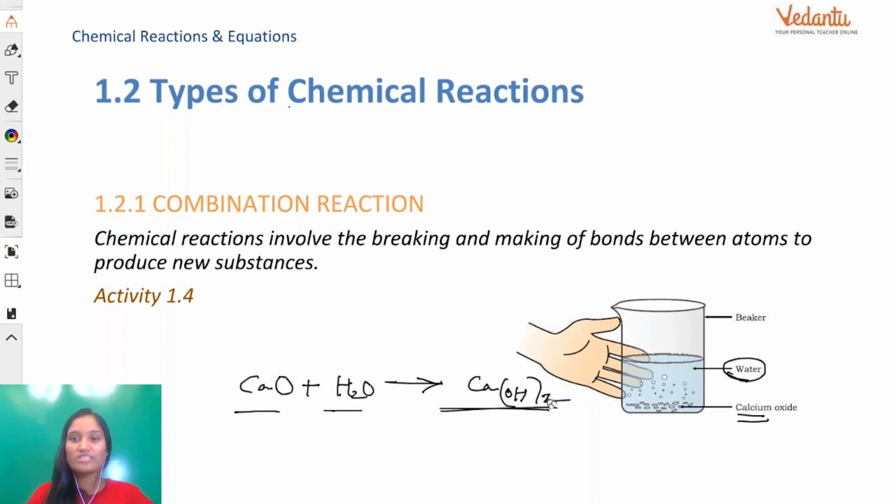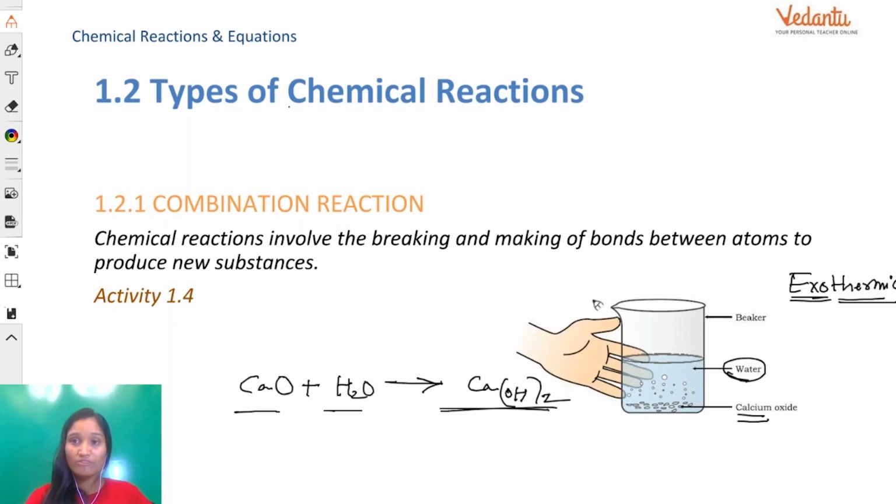If any reaction is releasing heat energy, what do we call that? We call it an exothermic reaction. The term exo means releasing, giving out, and thermic means heat energy. Exothermic is a reaction in which heat energy is released, given out. So this is an example of an exothermic reaction. But of course, this is also an example of a chemical combination reaction.